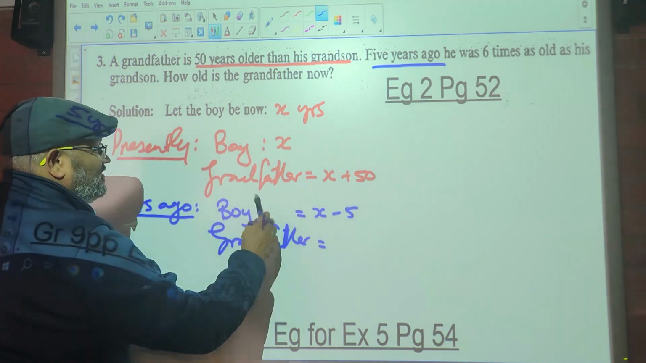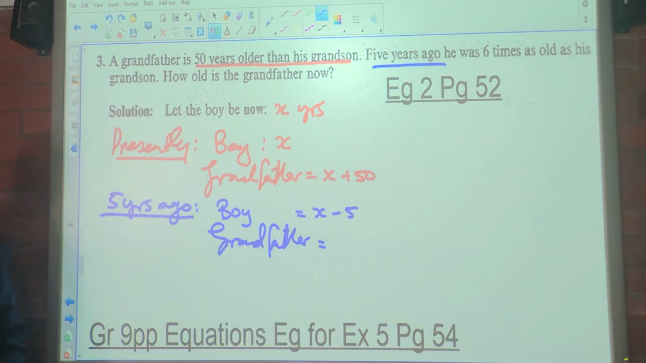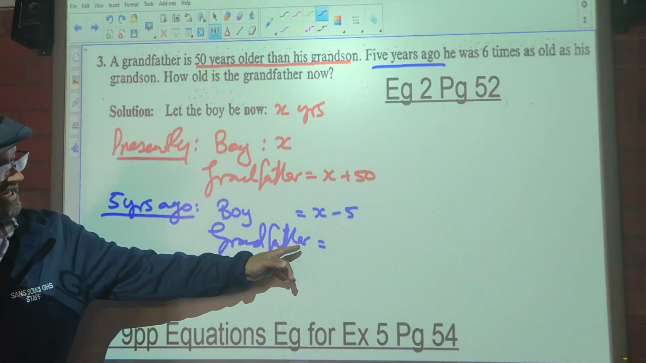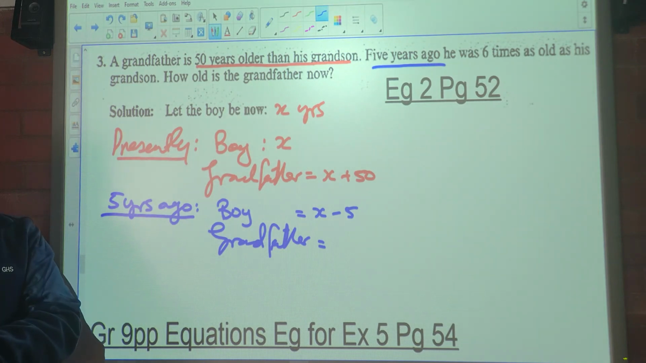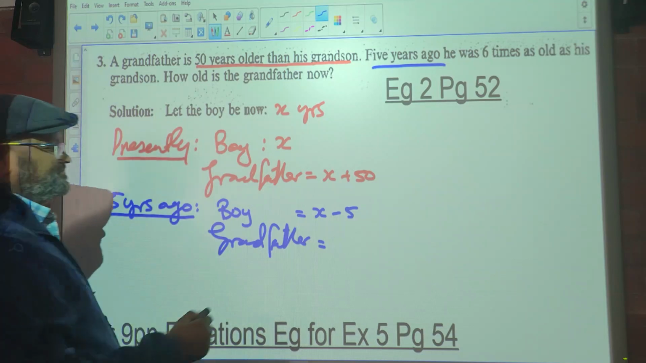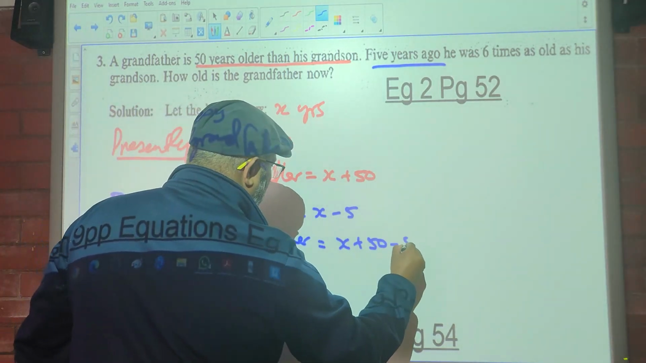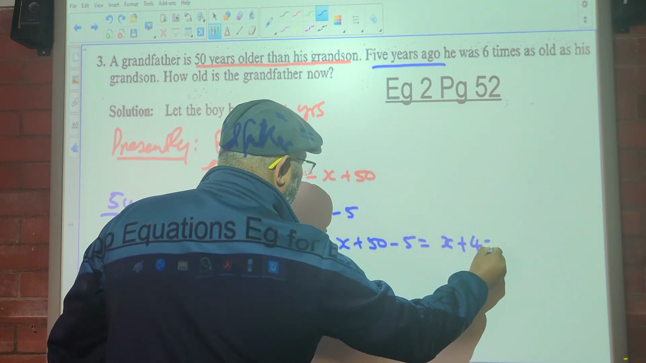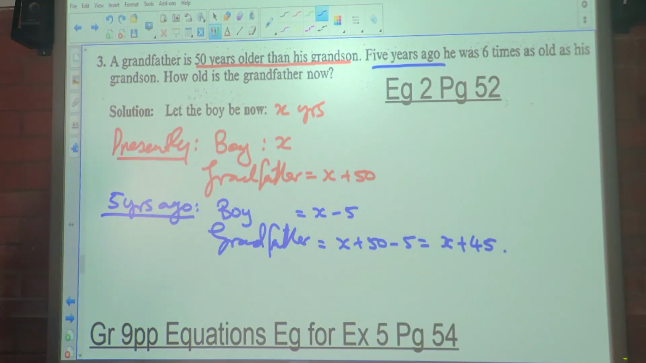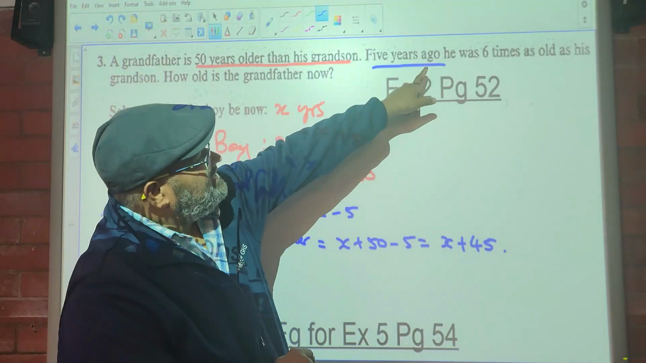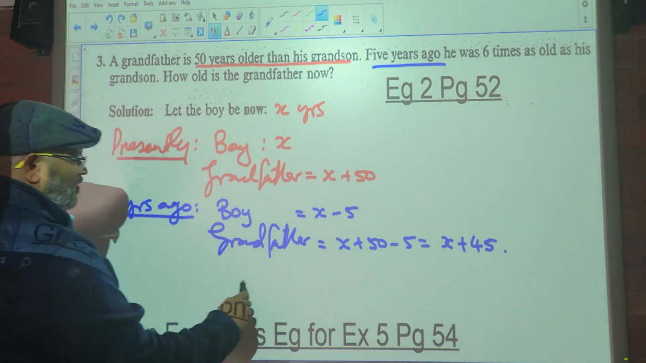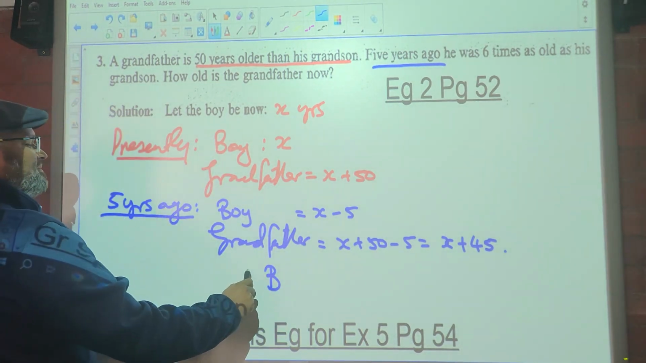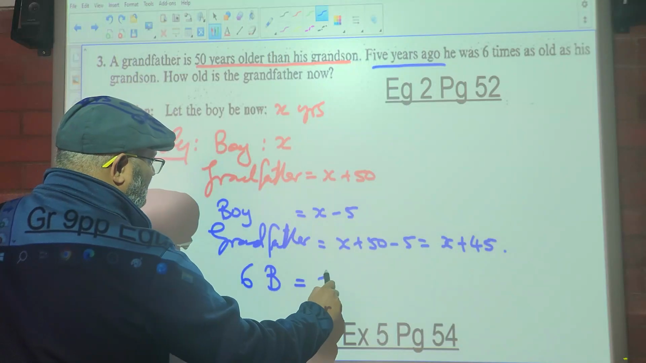But anyway, so if the grandfather is X plus 50, then how old will the grandfather have been 5 years ago? X plus 50, minus 5. You all agree with that? So it's X plus 50 minus 5, which gives you X plus 45. So hang on. 5 years ago, he was 6 times as old as his grandson. So the boy must be multiplied by 6 to get the grandfather's age.